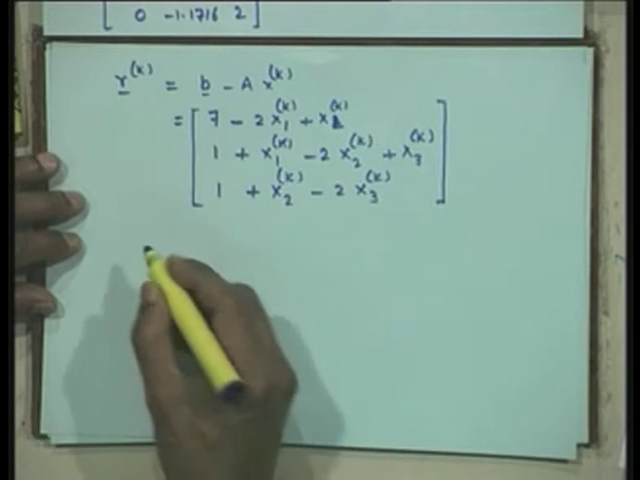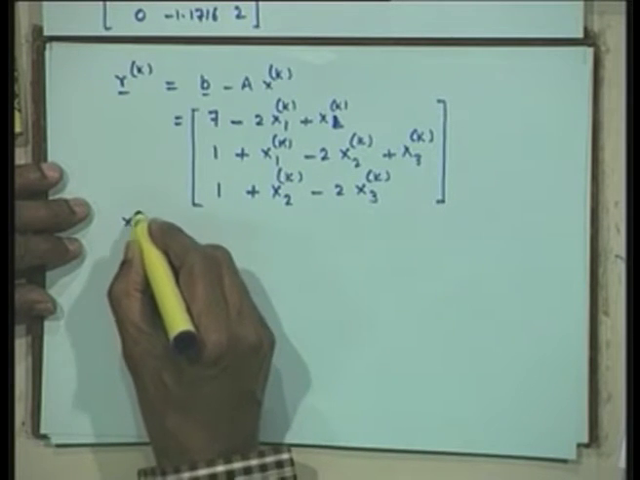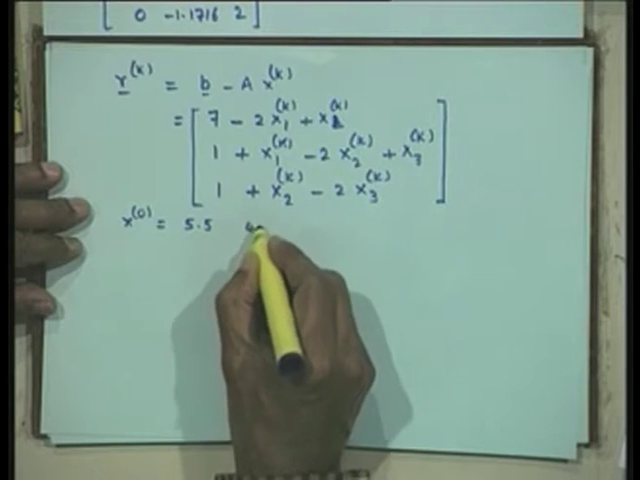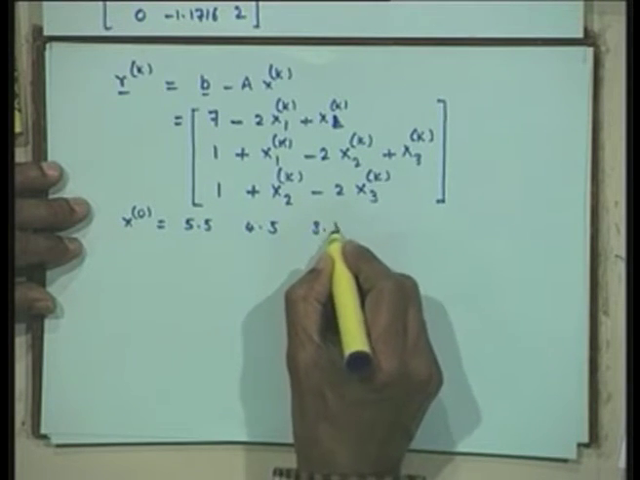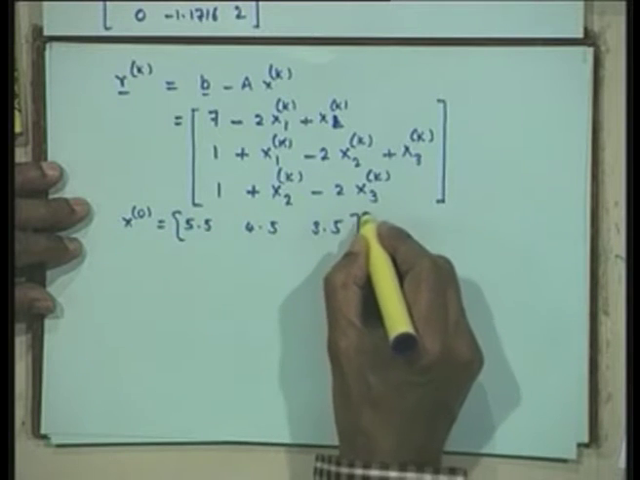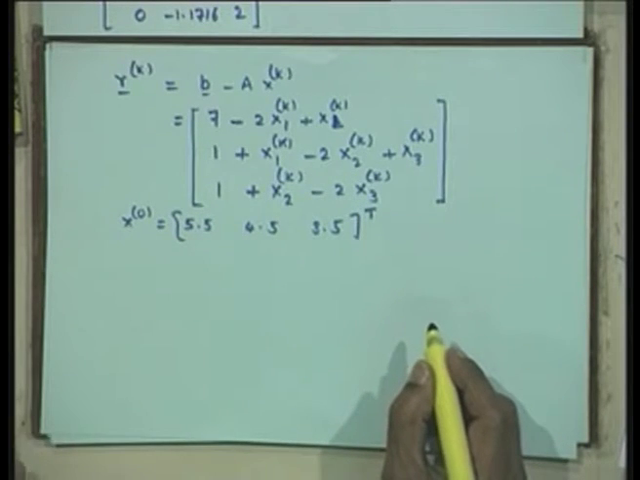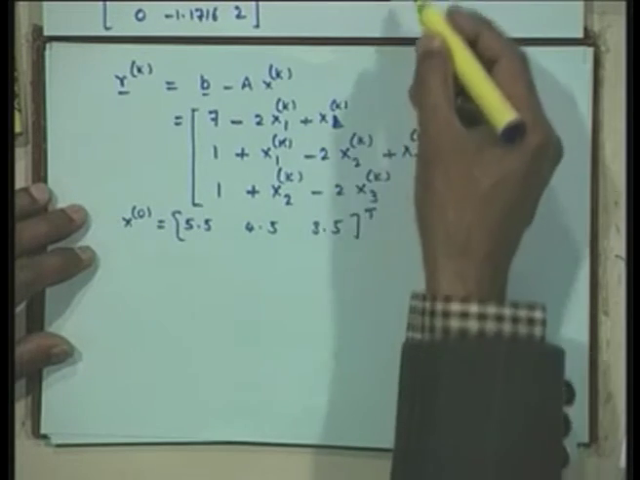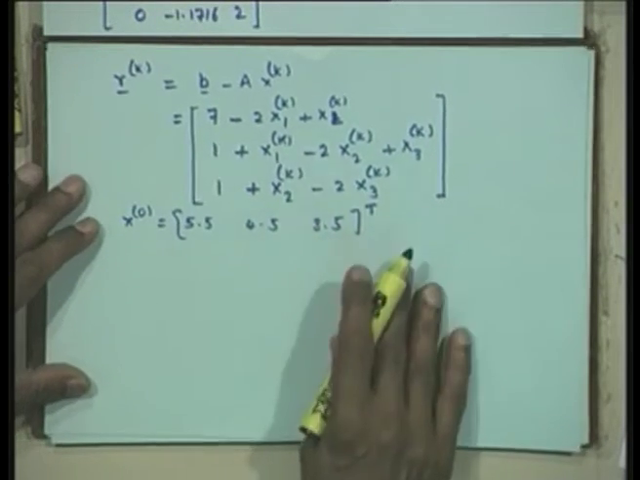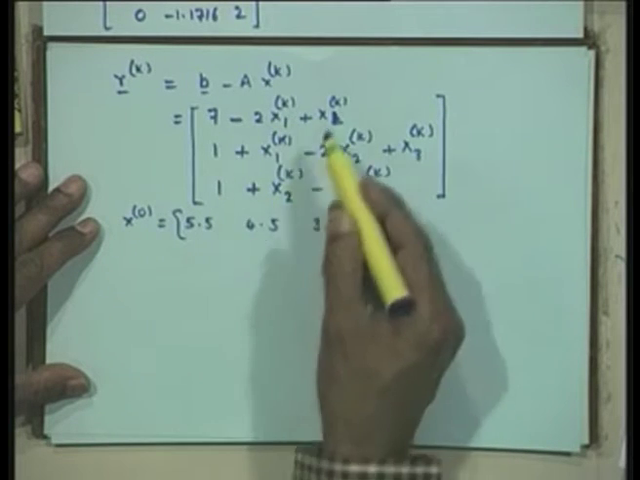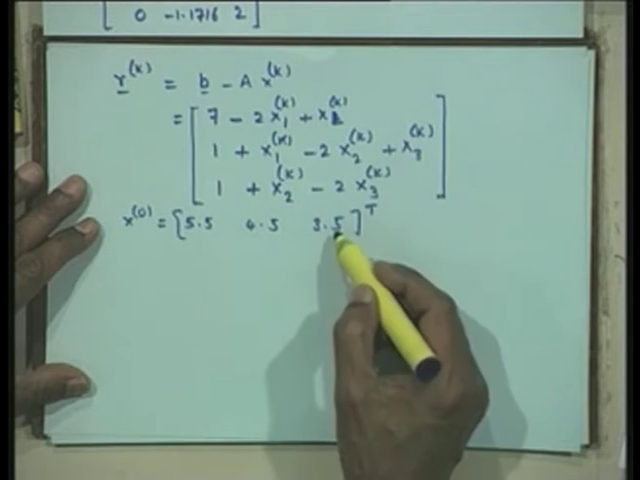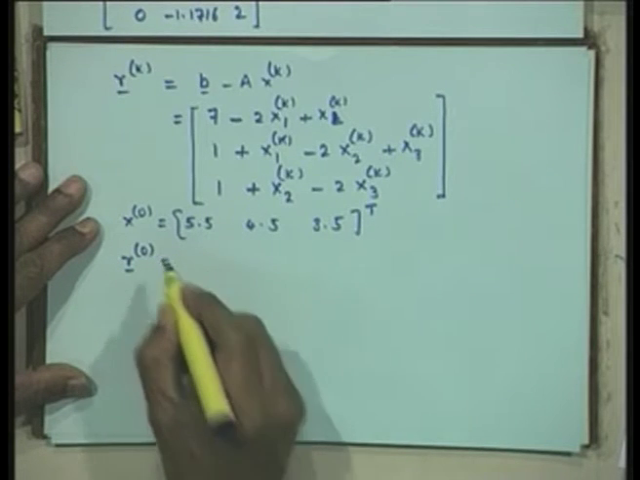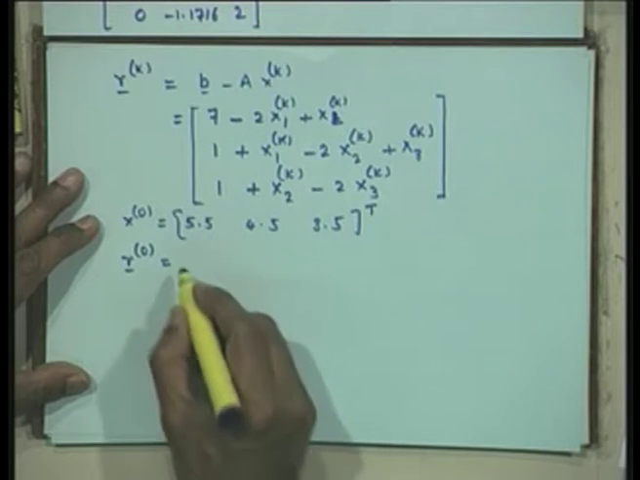Now, we are given the initial approximation as our vector x0, which is 5.5, 4.5, 3.5. So, I can just substitute it in Rk. I can substitute x1 is equal to 5.5, x2 is 4.5 and x3 is equal to 3.5. Then I would get R0. I will give you the value that is obtained here.